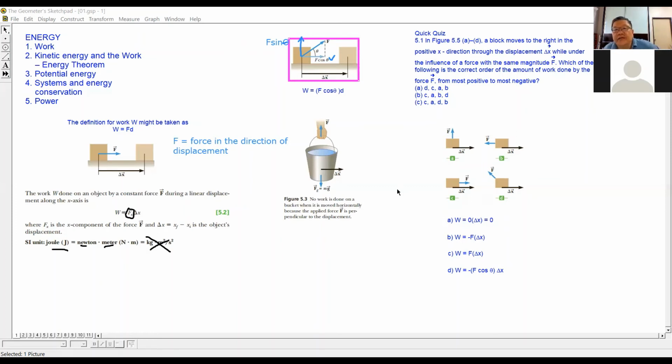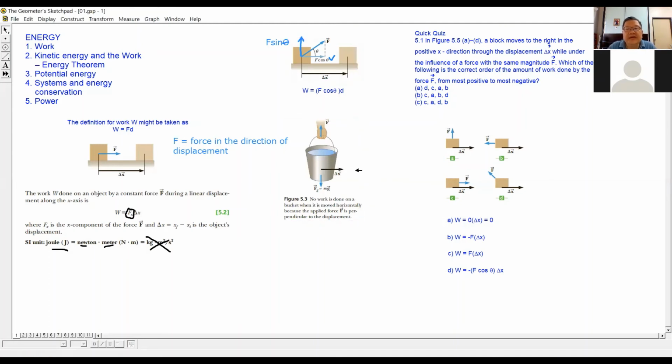Any questions so far about the force times the displacement? The force that we take should be the force in the direction of the displacement. Any questions so far? No question. Now, we're going to look at another example.